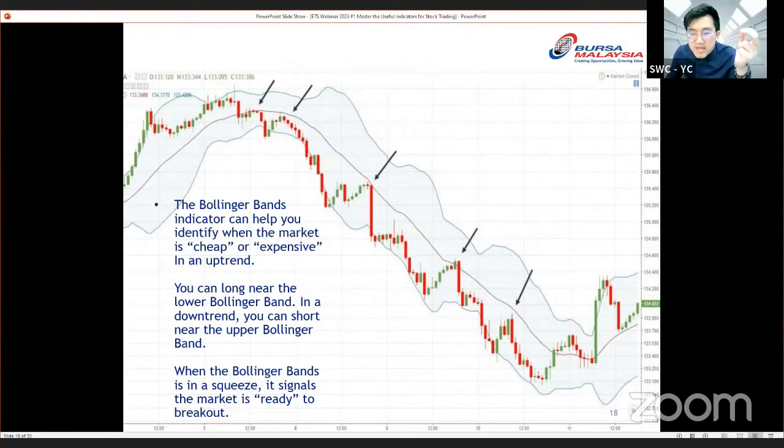The upper one, theoretically, is the resistance. Resistance means if the price goes up to that zone, potentially it will drop. Resistance is the place where the supply comes in. Then the lower one is the lower band, which theoretically is a support zone. Support zone means in that zone, the demand will kick in, meaning the stock will have people to buy.